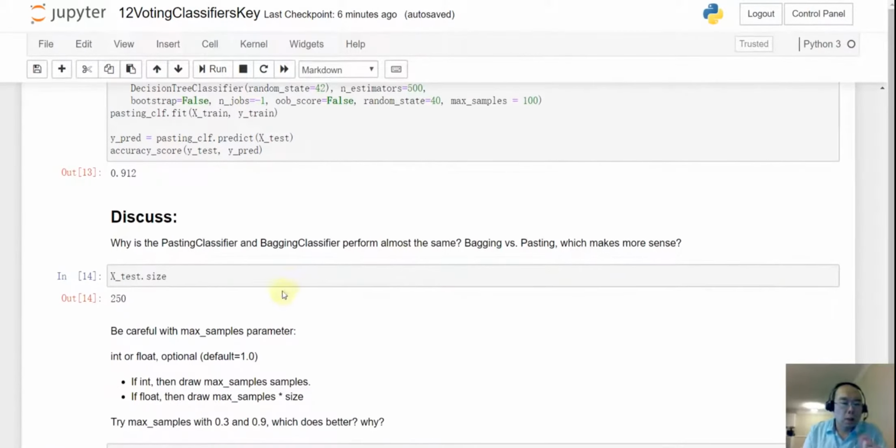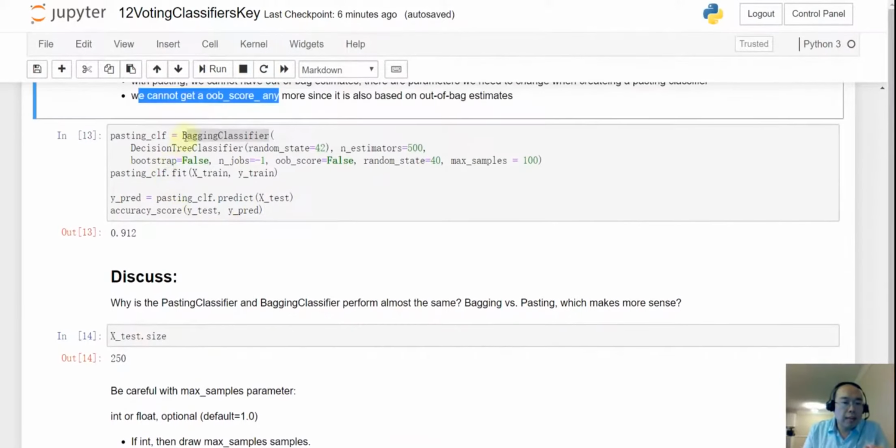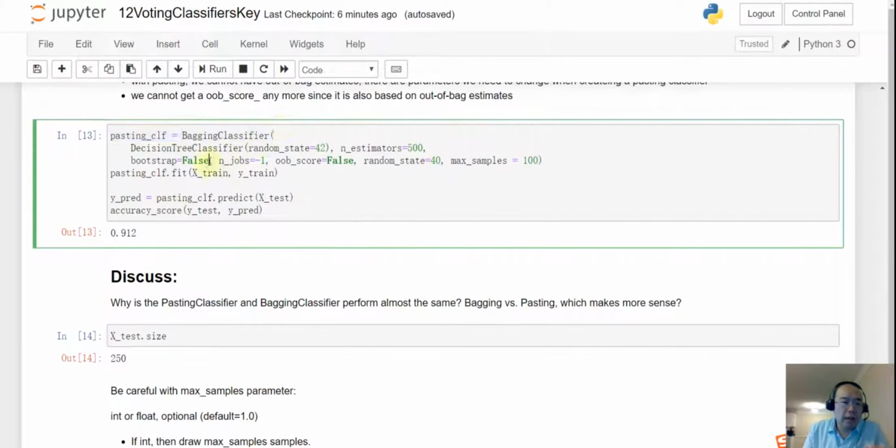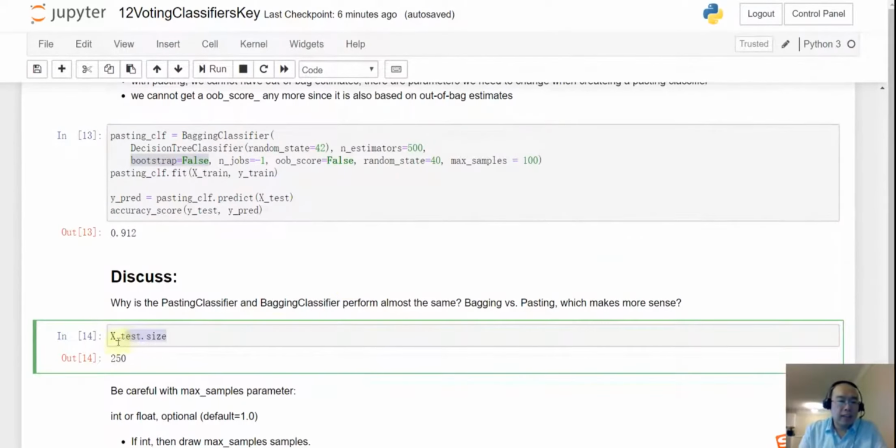When we did a bagging classifier with bootstrap as false, we find that the performance is almost the same as we had from the real bagging classifier. So why is there almost no difference? The reason is that this dataset is a relatively small dataset anyhow. When we have a small dataset, usually it doesn't matter too much if you're doing bagging or pasting. However, doing bagging is more popular in most cases.